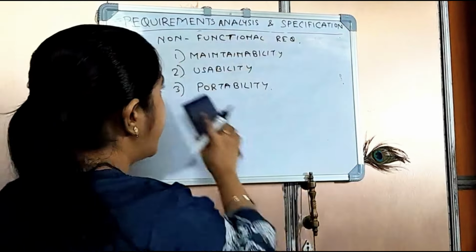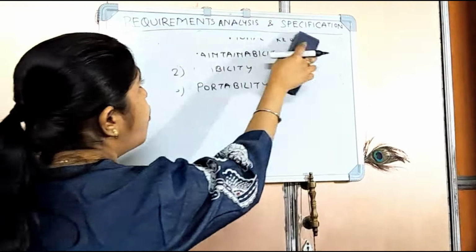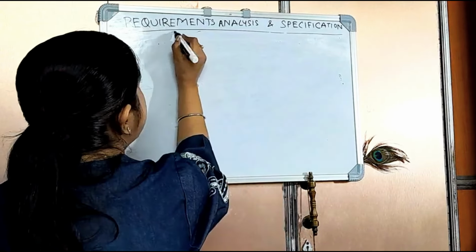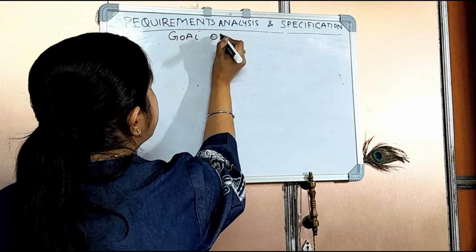And the third one, what is the third one? That is goal of implementation. What kind of thing comes under this? That is goal of implementation.